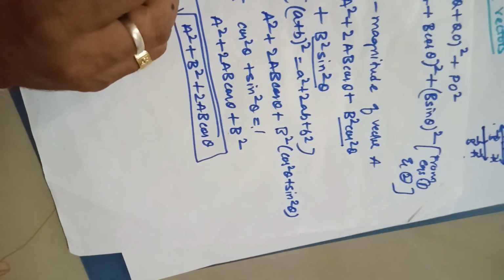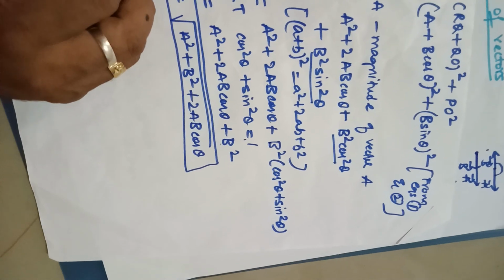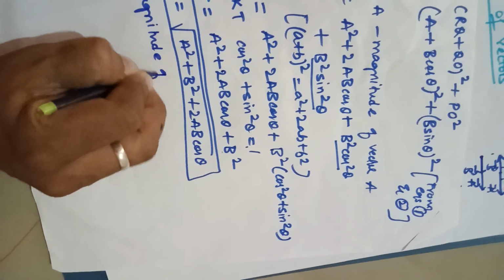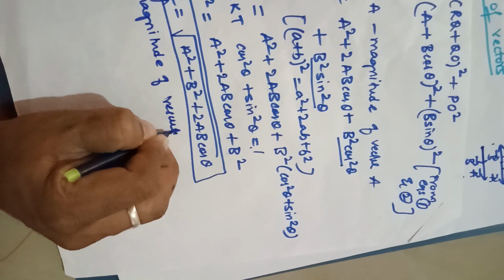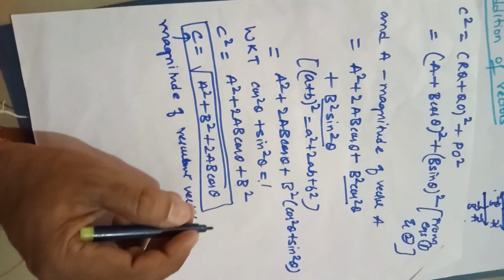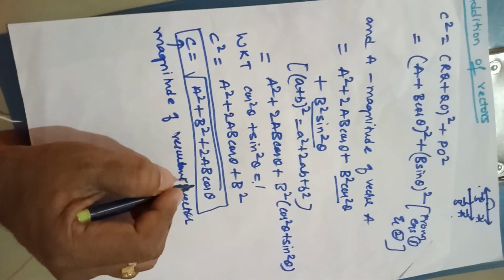So to find the magnitude of the resultant vector, we can use this formula. C is equal to square root of A square plus B square plus 2AB cos theta.